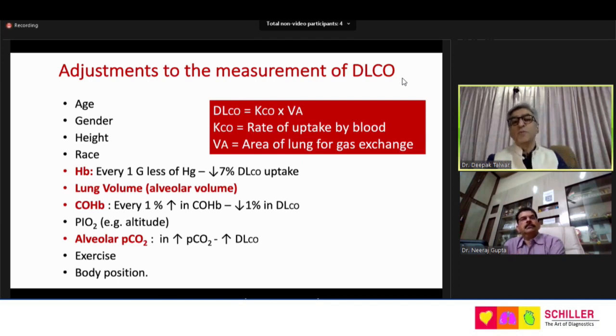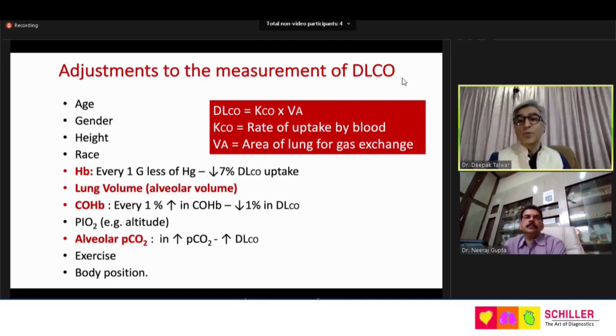It also depends upon PiO2, altitude. That's why I was telling you right in the beginning that if you perform the test at Ladakh, or in Srinagar, or in Trivandrum, or in Kochi, sea level versus high altitude, the PiO2 is also a determinant factor which needs to be considered for interpretation of the diffusion study results. Alveolar carbon dioxide is also very important.